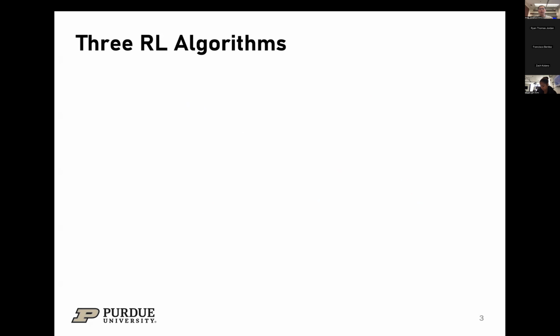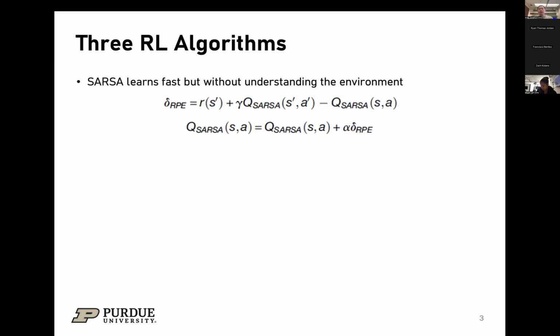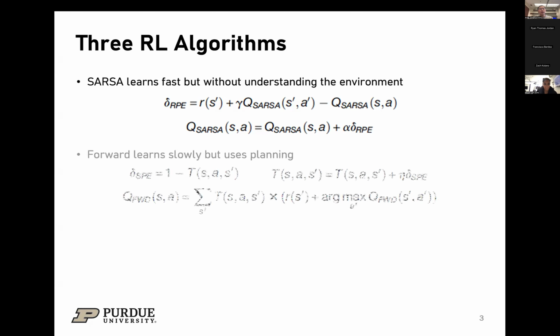Let me begin with the first algorithm. SARSA is a model-free learner, which means it does not try to understand the structure of the environment. Instead, it simply updates its action values using reward prediction errors. In short, SARSA learns directly from experience. The second algorithm is the forward model, which is fully model-based. Unlike SARSA, the forward agent tries to learn the transition structure of the environment. It estimates the probabilities of moving from one state to another and updates these probabilities using state prediction errors.